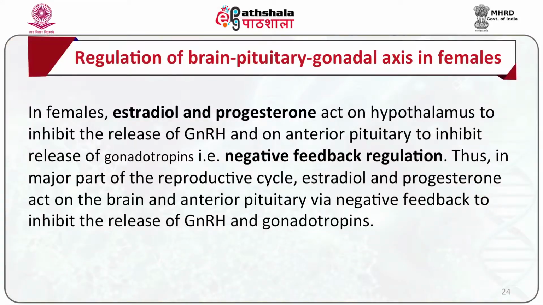In females, the estradiol and progesterone act on the hypothalamus to inhibit the release of GnRH and on anterior pituitary to inhibit the release of gonadotropins, that is the negative feedback regulation. Thus, in major part of the reproductive cycle, the estradiol and progesterone act on the brain and anterior pituitary via negative feedback to inhibit the release of GnRH and gonadotropins.